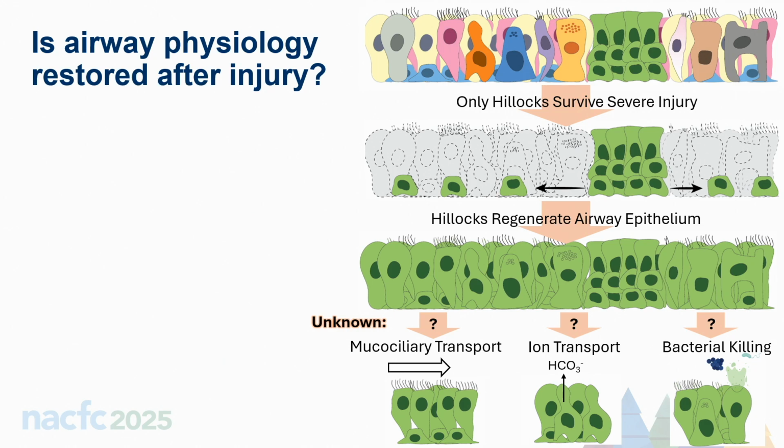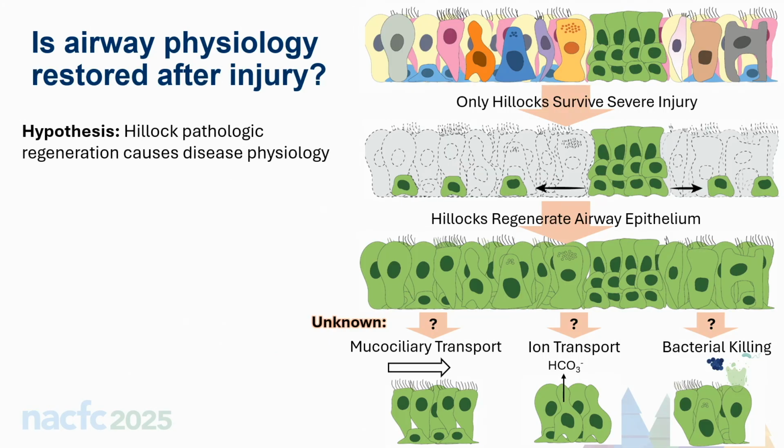And let's take a step back. Is there reason to think they wouldn't work properly? Well, if we put our clinical hat on, we have some clinicians in the audience as well. Once people get an infection, for some reason, they tend to get a second infection. We see that in CF. We see that in people after a viral infection who develop a secondary bacterial pneumonia. So could there be a component where the epithelium is dysfunctional after injury? So the hypothesis here is that, well, maybe hillocks are bad. Maybe they are pathologic and cause disease physiology, cause epithelial cells not to work properly.